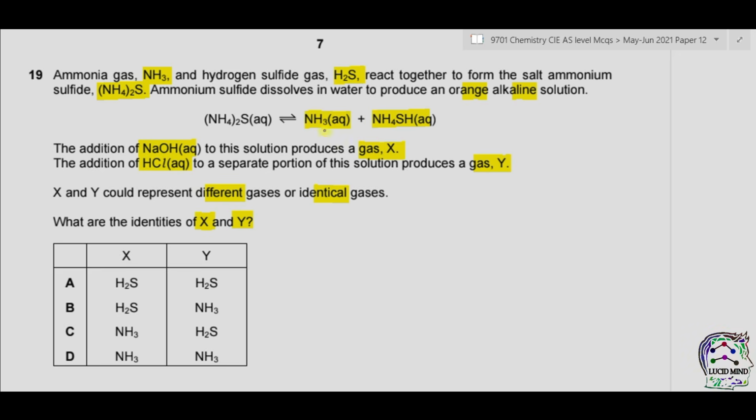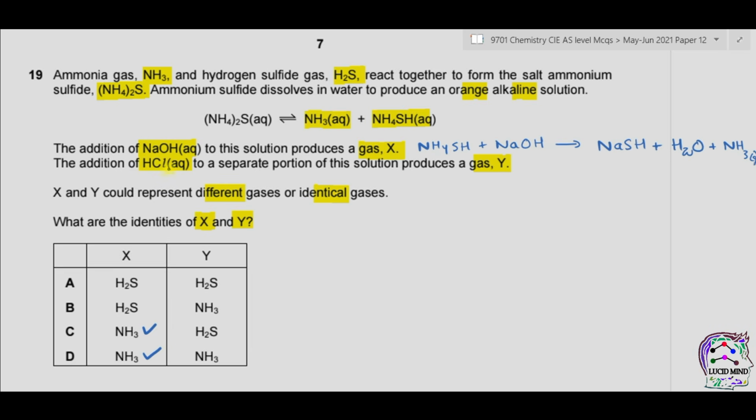Now we have alkali and we have ammonium salt. As we know that ammonium salt reacts with alkali to form ammonia, salt and water. So we can write this equation. We have ammonium salt, we have alkali. The product will be salt, NaSH, along with water, and ammonia gas is released. So gas X is NH3.